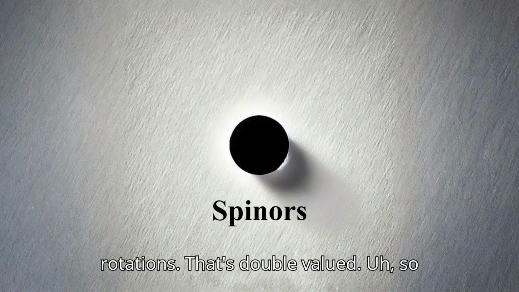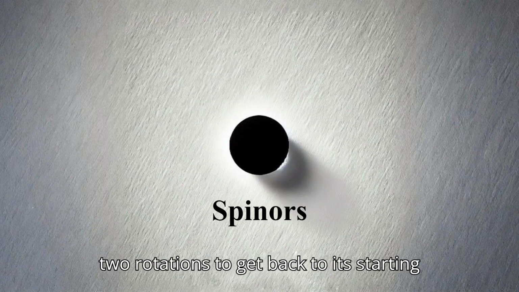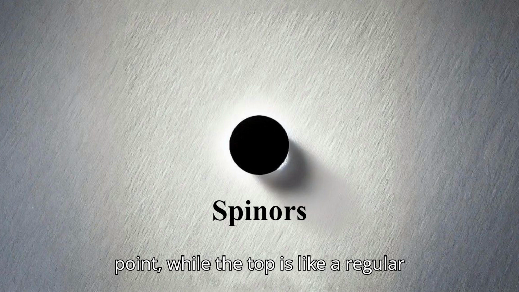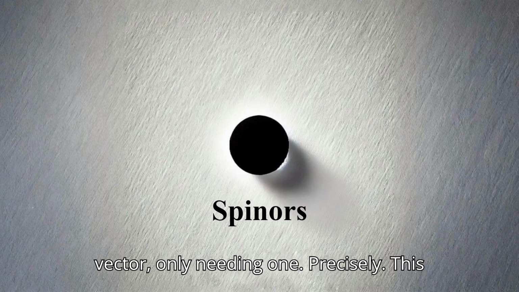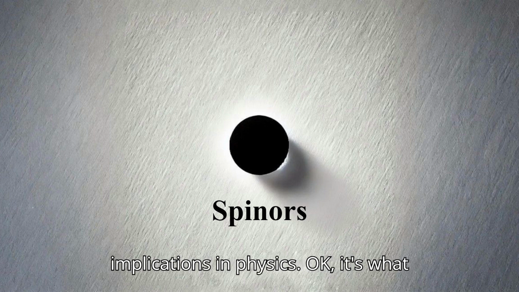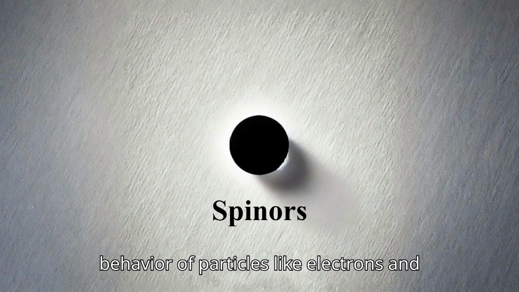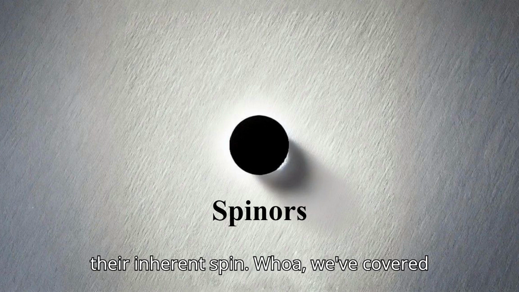That's double-valued. Ah, so the ribbon is like a spinor? Yes, needing 2 rotations to get back to its starting point. While the top is like a regular vector, only needing 1. Precisely. This double-valued nature of spinors has huge implications in physics. Okay. It's what leads to the strange and fascinating behavior of particles like electrons and their inherent spin.